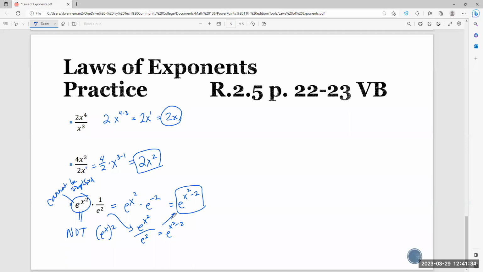So again, different paths to get to the same result as long as you follow the rules. Don't try to apply them where they don't apply. That's the laws of exponents.